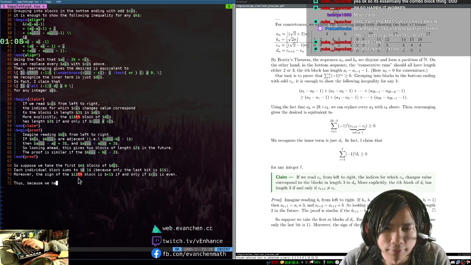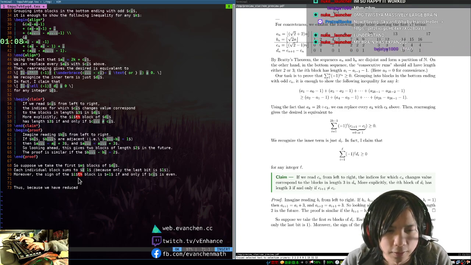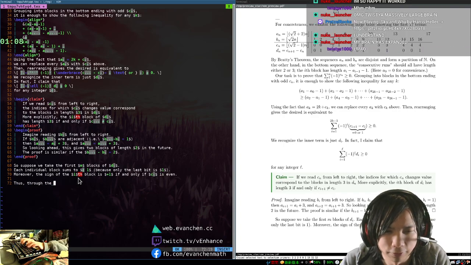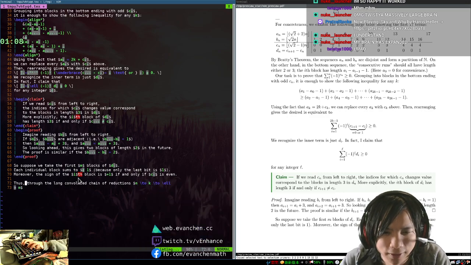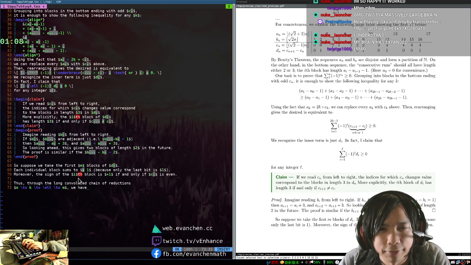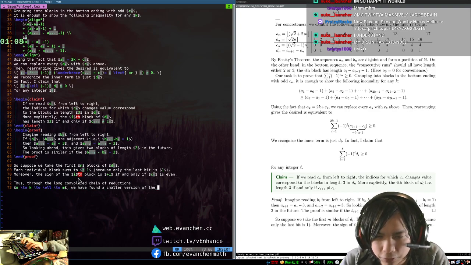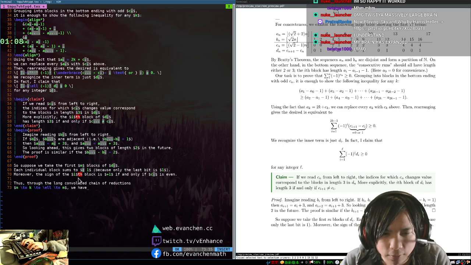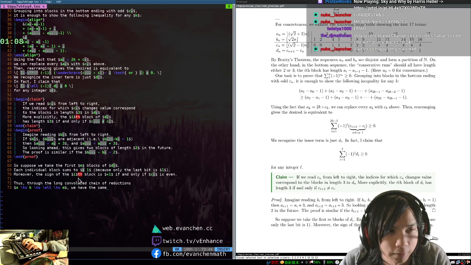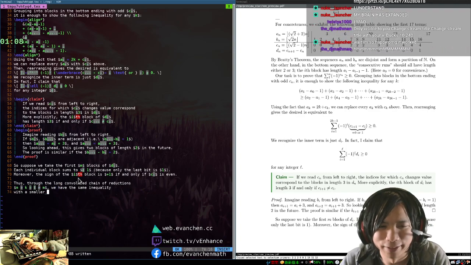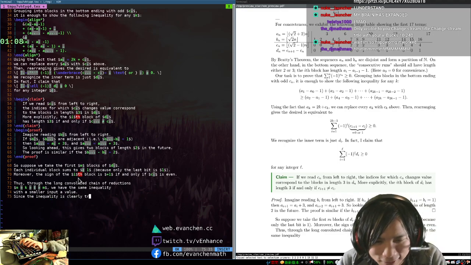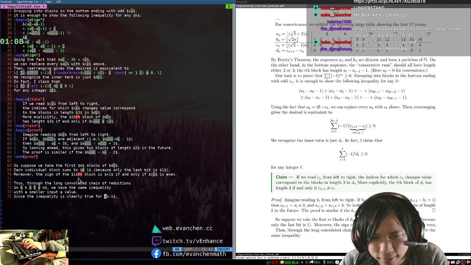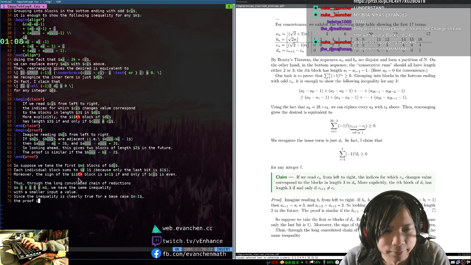Thus, through the long convoluted chain of reductions n to k to l to m, we have found a smaller version of the original. We have the same inequality with a smaller input value. Since the inequality is clearly true for n equals 1, as a base case, the proof is completed.